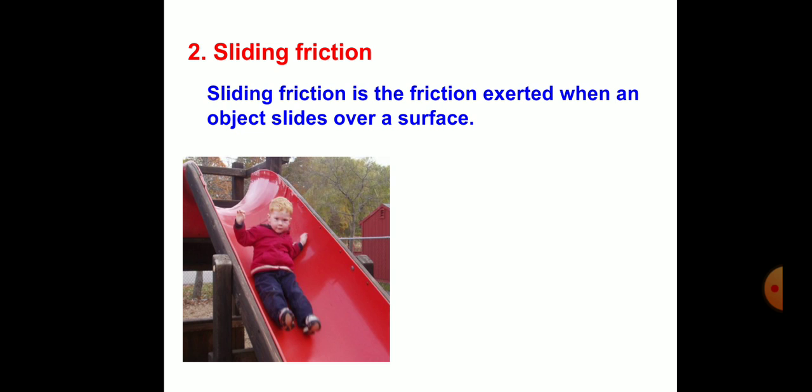Okay, so it is easier to move an object which is already in motion compared to an object which is at rest. This is the reason, because here sliding friction is less compared to static friction. So sliding friction is slightly less than static friction, where the static friction is more. Okay, static friction is greater than sliding friction.